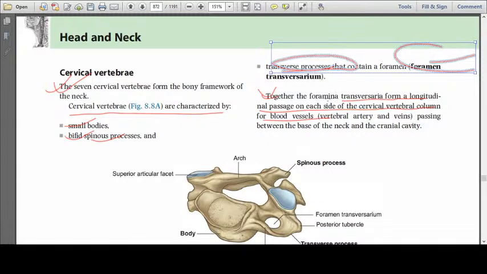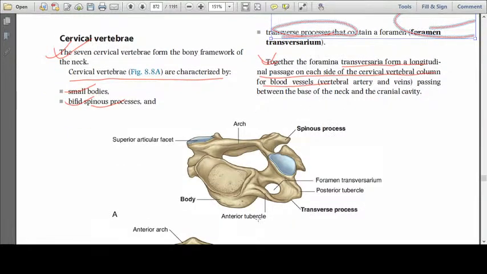So what is foramina transversarium? It is a space present between the body, this one is the body, and this one is the transverse process. The space in between is called foramina transversaria. This one is the spinous process. This is the arch of the cervical vertebra, and the spinous process is actually a bifid structure in this case.